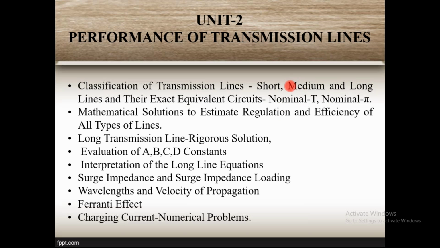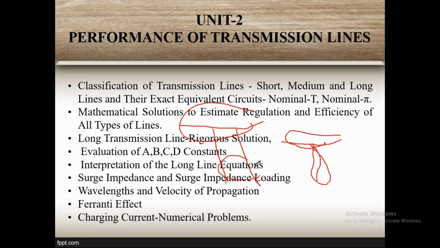In that, the medium line is again classified into two types: nominal T and nominal pi. It means the structure is in the form of a T shape. Suppose it is a medium transmission line, it should be arranged this way: this is the main feeder and this is the sub feeder. So this is the nominal T structure. If it is nominal pi, it should be like this: this is the main feeder and these two are sub feeders. These are the two types we will see in medium transmission lines.